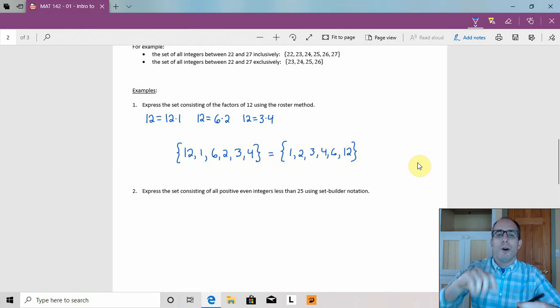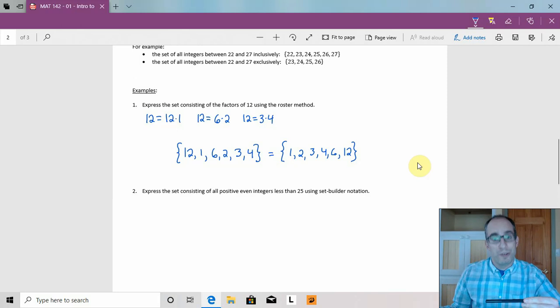Okay, so positive even integers. So even, we're going to be looking at 2, 4, 6, 8, and so forth. But if we got to be less than 25, we're going to stop at 24, right? That's the last even number that's less than 25.